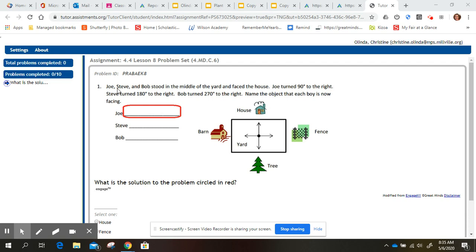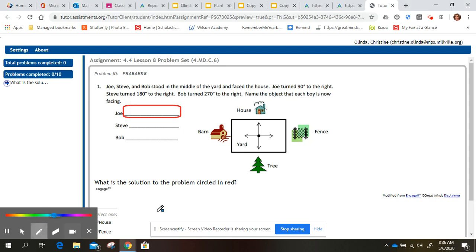Number 1 says, Joe, Steve, and Bob stood in the middle of the yard and faced the house. Joe turned 90 degrees to the right. Steve turned 180 degrees to the right. Bob turned 270 degrees to the right. Name the object that each boy is now facing.